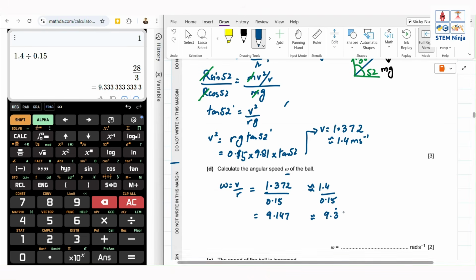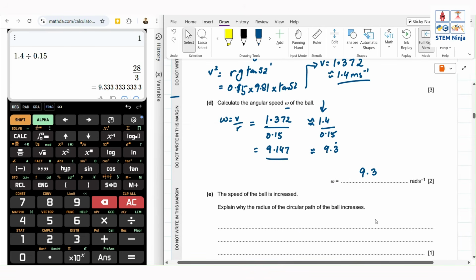Okay, so this is a choice now, whichever one you do. Since we rounded to 1.4, it would be appropriate to use this one. However, it really does not matter. If you show your working with the 1.372, you can use that also. All right.